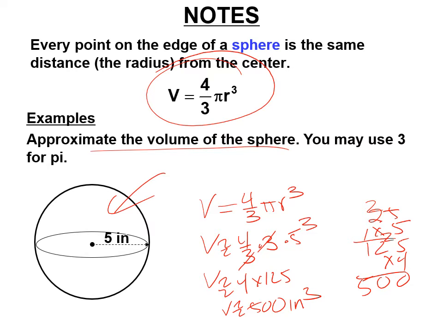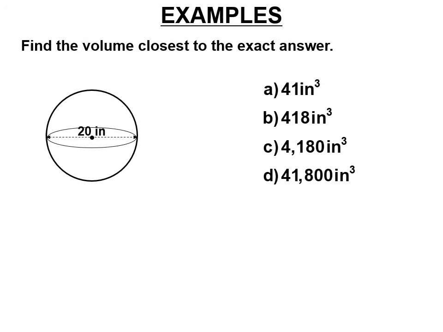Volume is typically either gases or solids, all right? So air is done in cubic inches, so are other gases. Typically water and other liquids are done in gallons and quarts, not cubic inches, but they can be. All right, so find the volume closest to the correct answer.